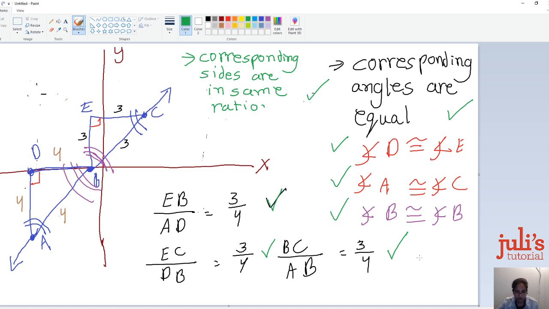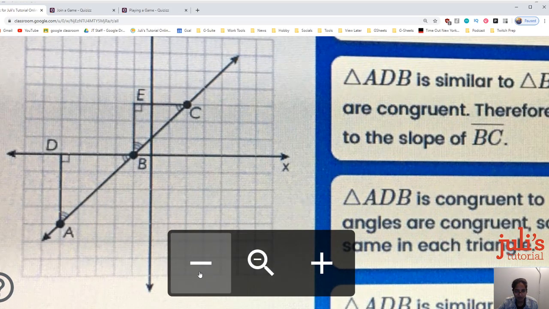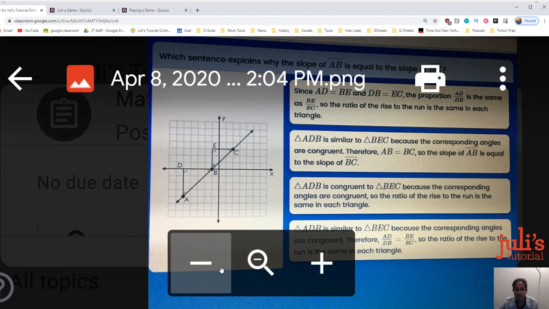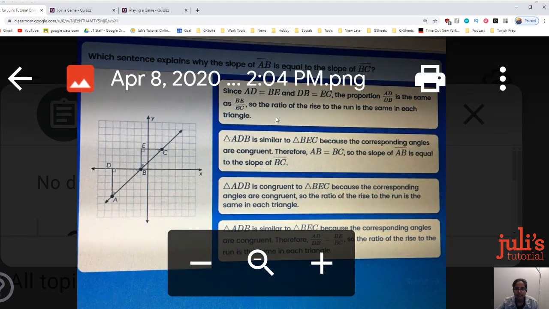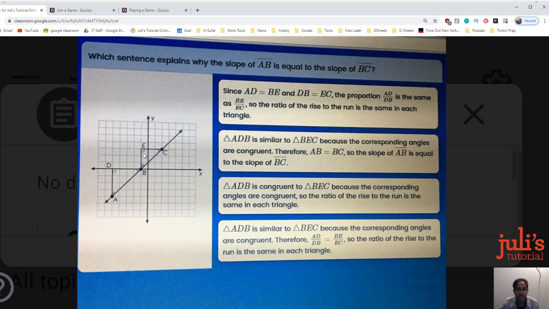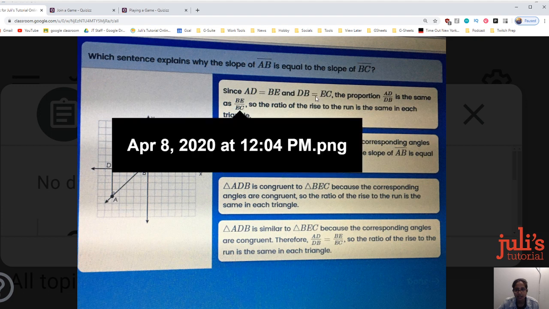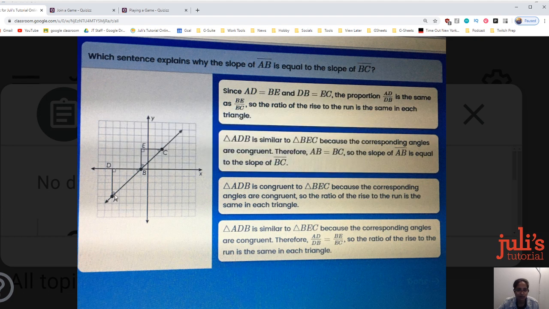So you look at choice A. Choice A. Since AD is equal to BE, they're not equal to each other. The proportion AD over DB is the same as BE over EC. That's true. The proportions are the same. But AD and BE are not equal to each other. AD is 1, 2, 3, 4, and BE is actually 1, 2, 3.